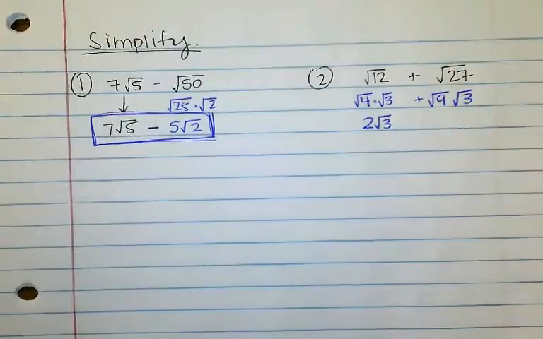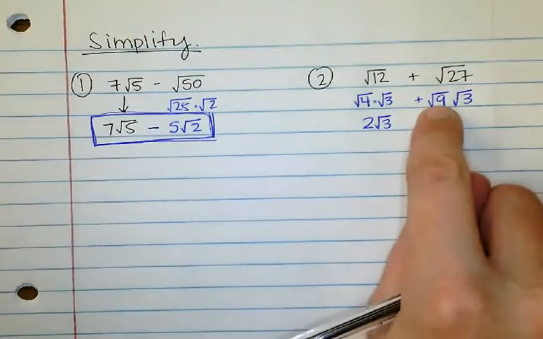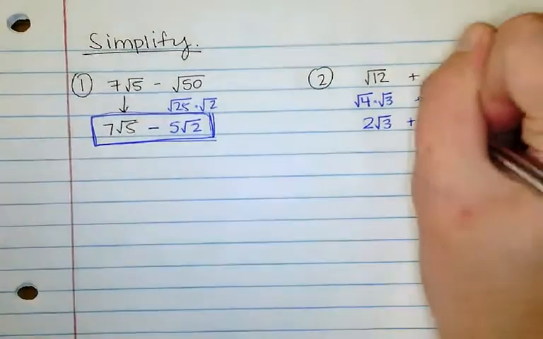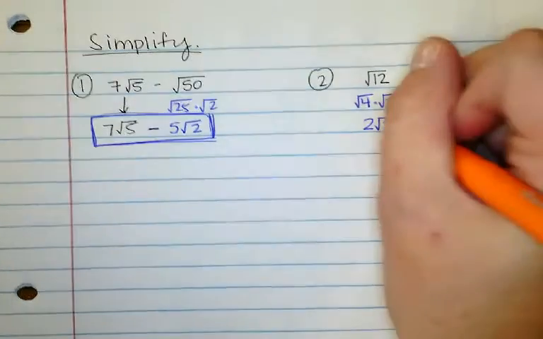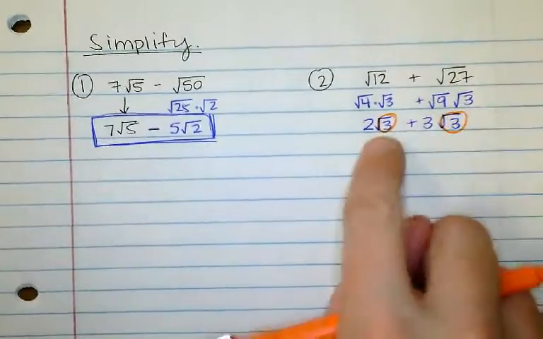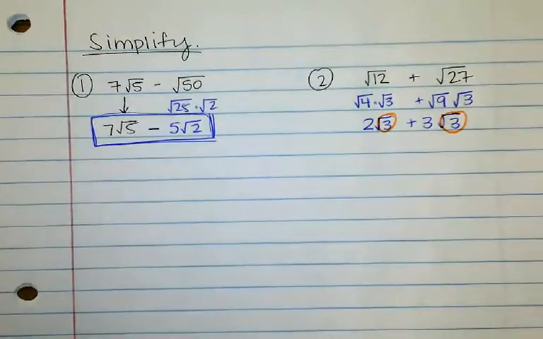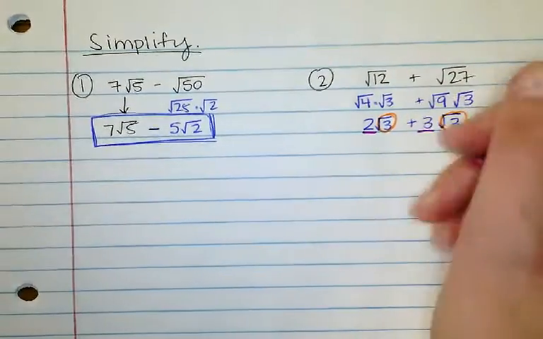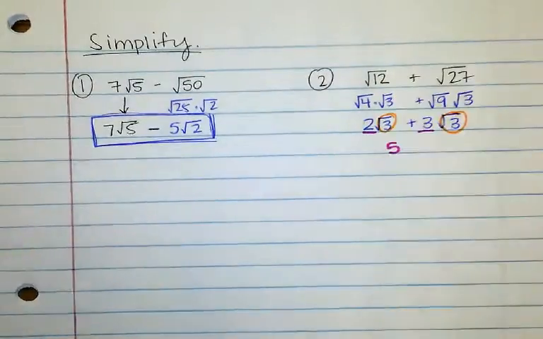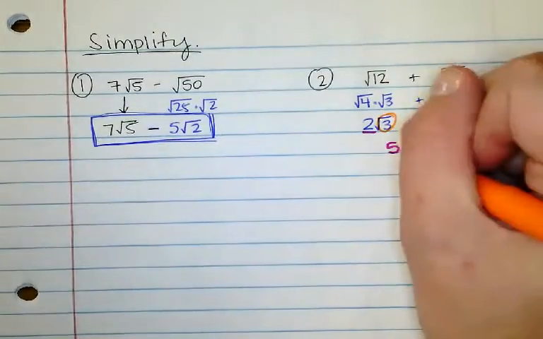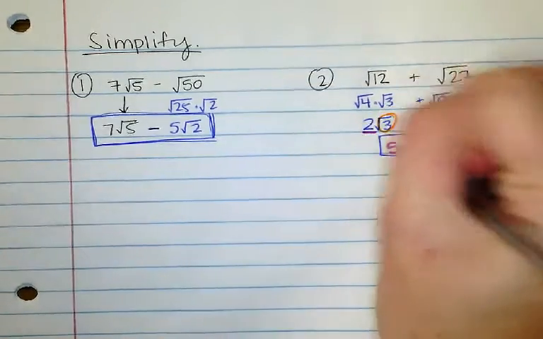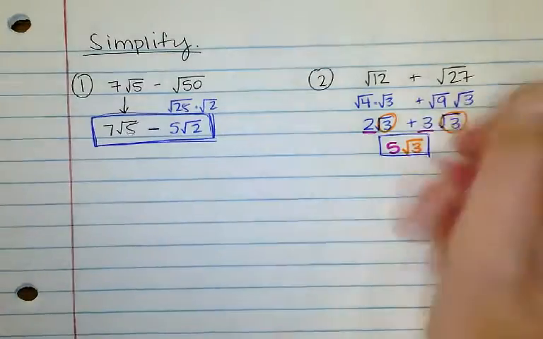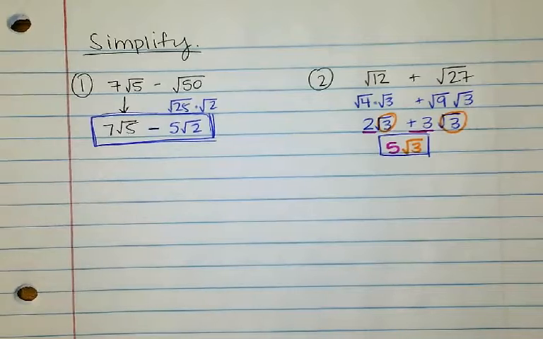Well, guys, the square root of 9 is just 3. So now we have two different radicals here. Now, guys, do we have the exact same radicand? Square root of 3 and square root of 3? So we can put these guys together. So 2 plus 3 is 5. And then radical 3. And we are done. Do you guys feel good about that? We're putting our like radicals together.